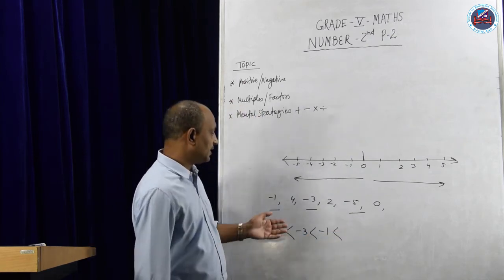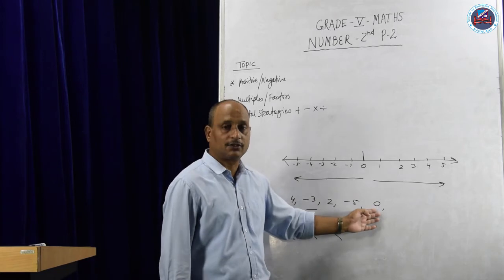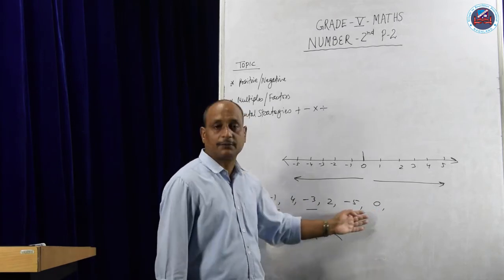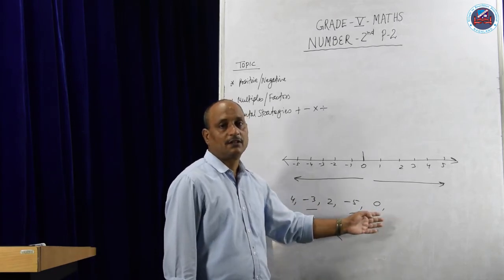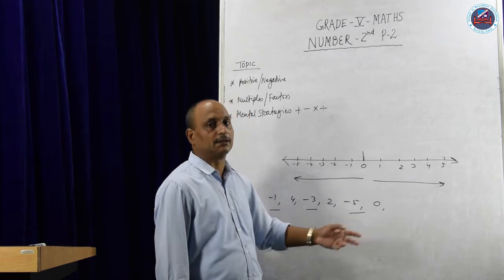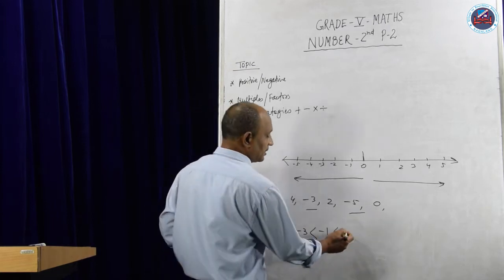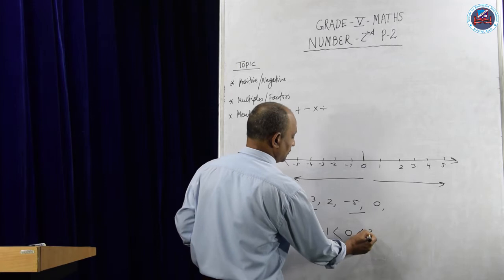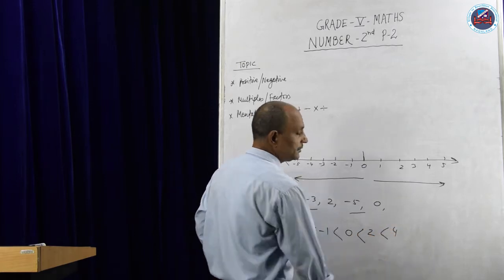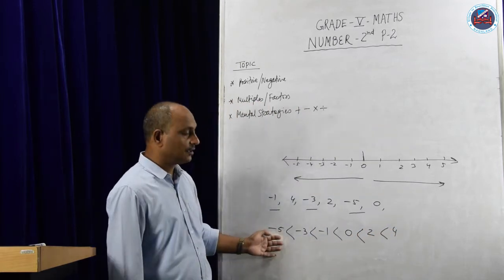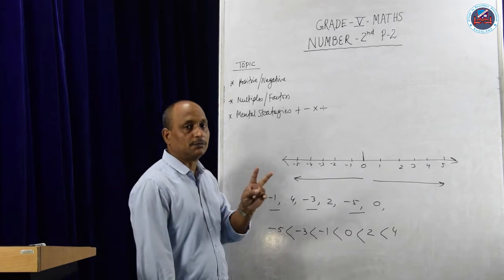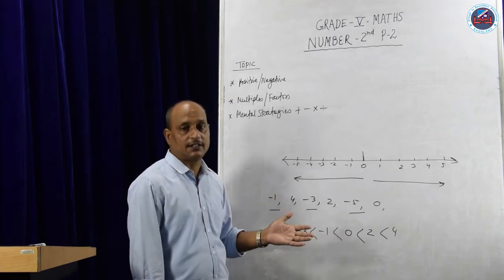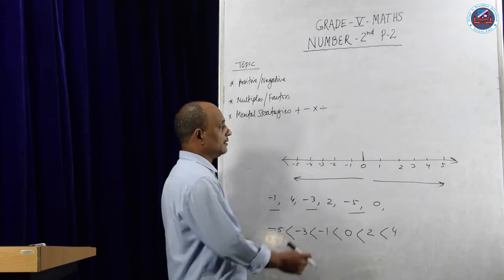The remaining are 4, 2 and 0, so these are all positive numbers. In positive numbers, the smaller number is smaller and the bigger number is bigger. So which is the smallest? 0, then comes 2, then 4. In this way, between any two numbers, we can differentiate the smaller and the greater number.